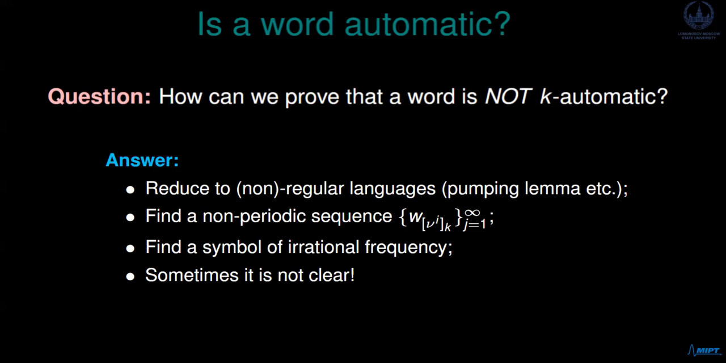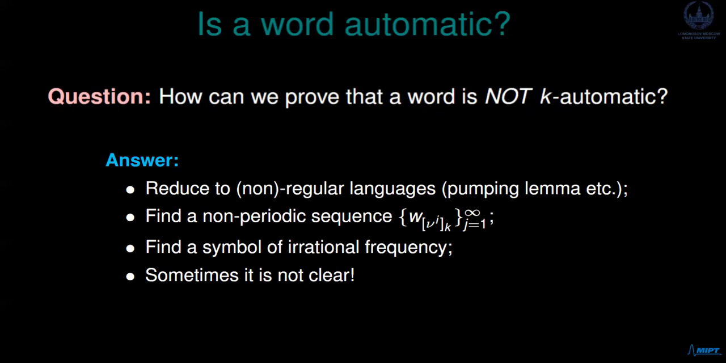Find a non-periodic sequence. Another interesting way: identifying a non-periodic sequence within the word can also help demonstrate that the word is not K-automatic. Periodicity is a key feature of automatic sequences. And if a word exhibits non-repeating patterns, this suggests non-automaticity.